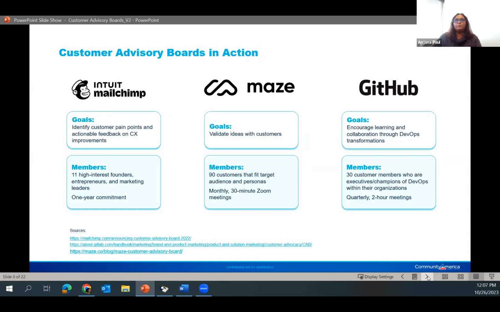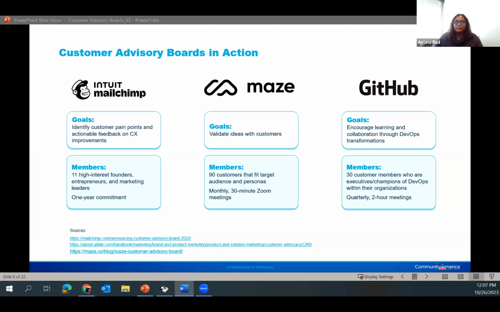Okay, so let's look at a couple different examples of customer advisory boards and how they've been used in different companies. So the first example we have is MailChimp, which is an email marketing platform. They wanted to discover their customers' pain points and make use of their customers' feedback to help them improve their CX. So their advisory board is actually made up of 11 founders, entrepreneurs, and marketing leaders, and they serve on this board for a full year.